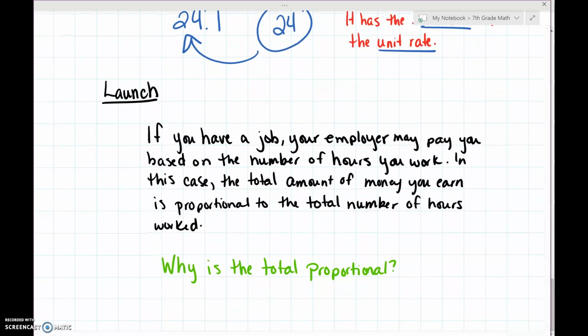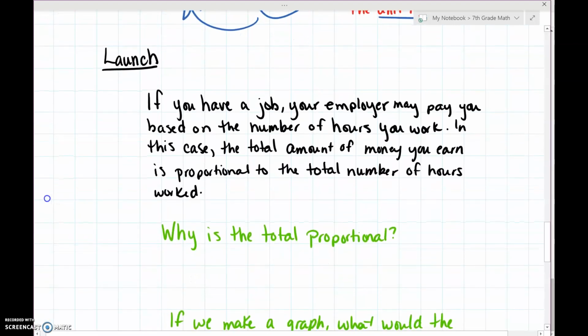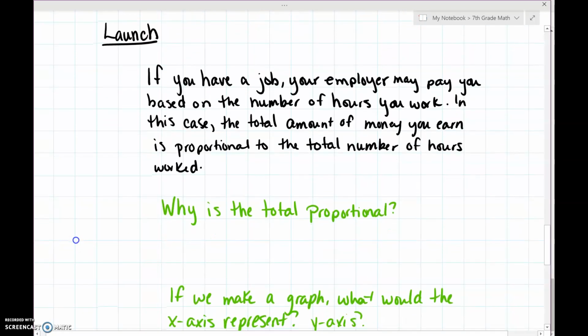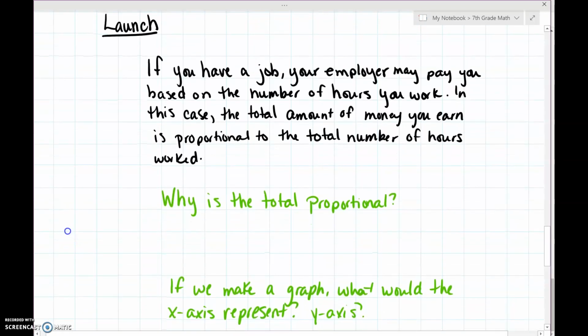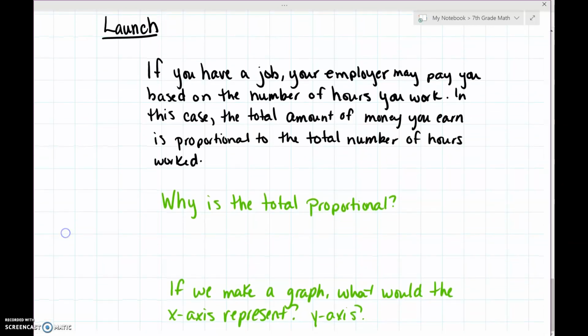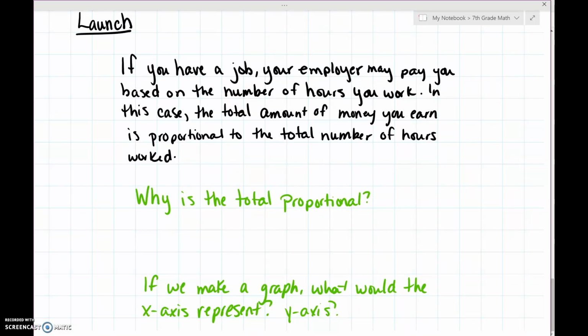All right, let's do our launch. If you have a job, your employer may pay you based on the number of hours you work. In this case, the total amount of money you earn is proportional to the total number of hours worked. Why is this proportional? Well, it's proportional because you're going to earn the same amount of money per hour.